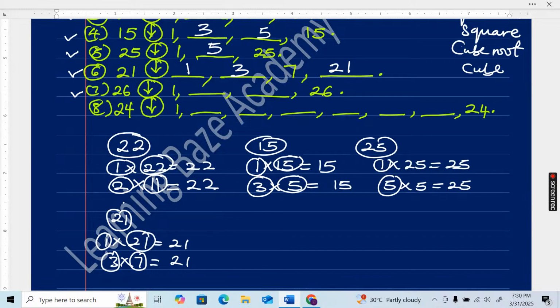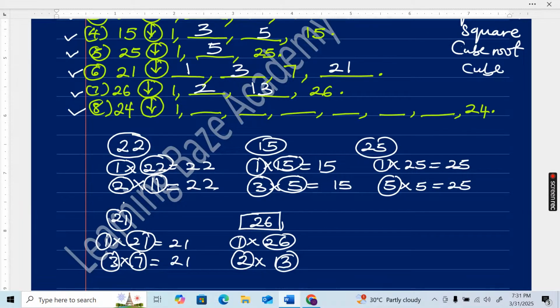Moving on to number 7, we have 26. What are the factors of 26? Which numbers will you multiply by each other to give you 26? 1 times 26 is 26. 2 times 13 is 26. We don't have any other one. So what are the factors of 26? 1, 2, 13, and 26. So go ahead and fill it up according to how it has been written.